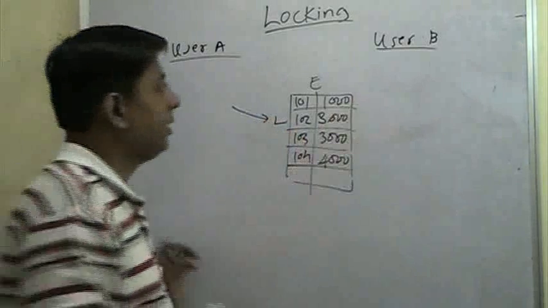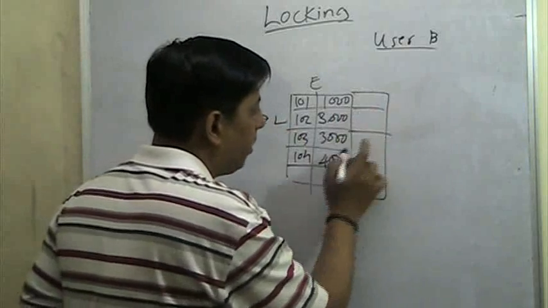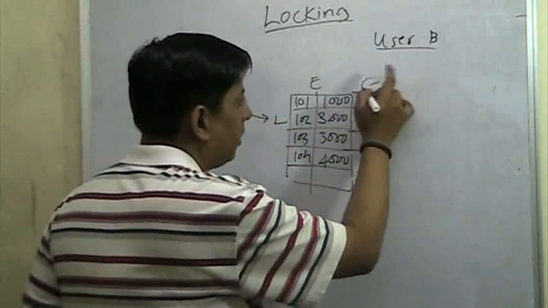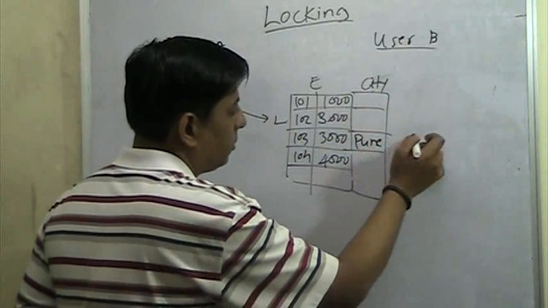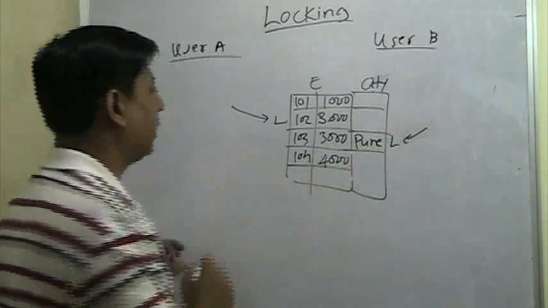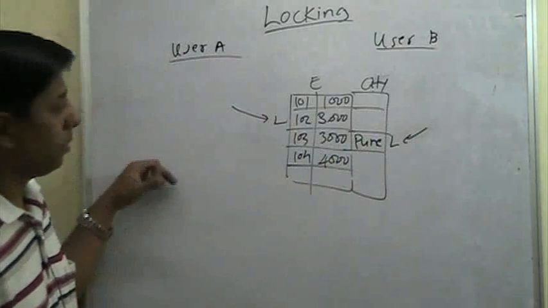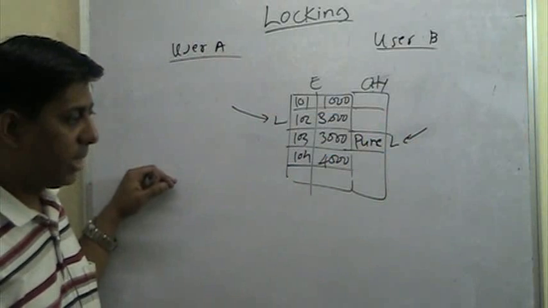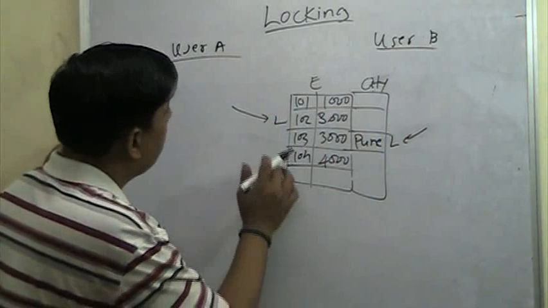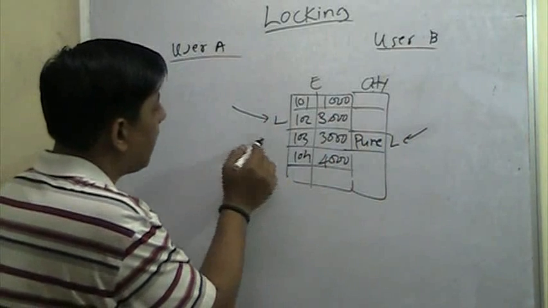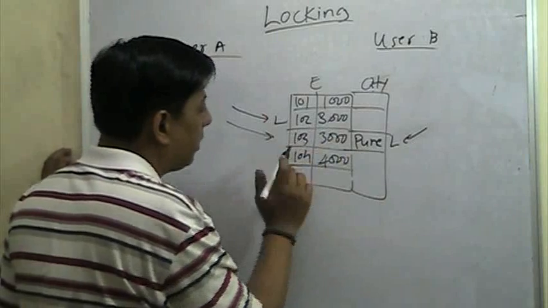The other user comes in and updates some other column, maybe the address or city, and puts the city as Pune. So this row is now locked by him. There is a lock over here by this user, and a lock over here by that user. Now the first user comes in and wants to update another salary to 4,000, but what is going to happen?